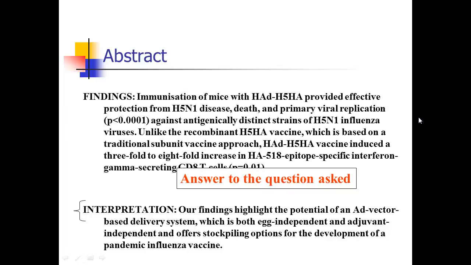Then they give you the answer to the question that you asked. This is the conclusion. Our findings highlight the potential of this particular vaccine delivery system. So it highlights the potential of it. It's not saying it works because we haven't tested it in humans, but it seems to work in mice, so it has some potential. The wider implication is that, hey, it offers stockpiling options. So in case there's a pandemic flu outbreak, this is a type of vaccine that we could actually stockpile. So that has some nice public health implications. So they snuck that in at the end to give you that, why is this study important, to make sure they got that in there.